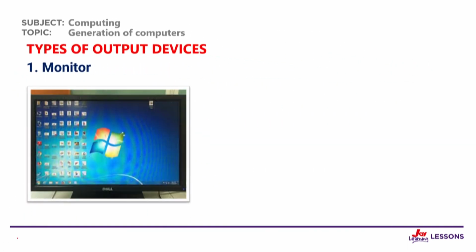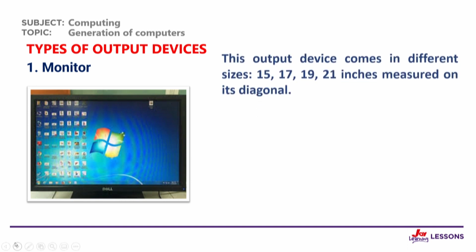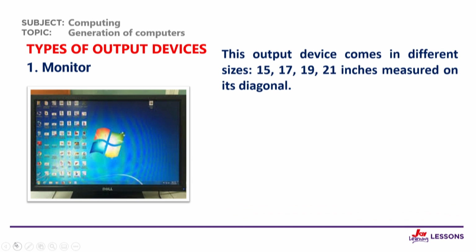Okay, so now we have a monitor with some icons on it. Now let's look at something here. The monitor comes in different sizes. We have 15 inches, 17 inches, 19 inches, 21 inches, and so on. The size is measured in a diagonal form. So just look on the screen, a diagonal form like this. This arrow shows how the monitor is measured.